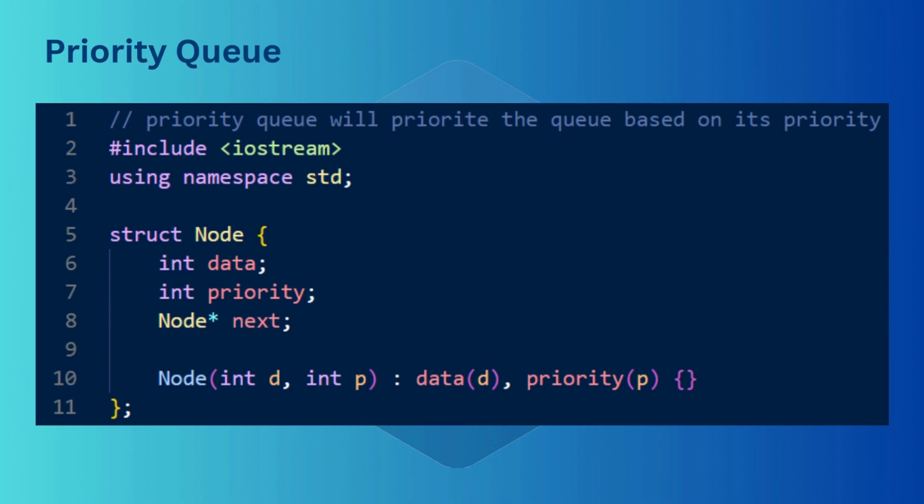In the priority queue code, you can see first I'm including iostream and using namespace std. This is the boilerplate code as I already included in so many videos in this playlist. After that, I'm creating a struct Node which has int data and int priority, and a Node pointer that will point to the next node. Then I create a Node constructor with int d and int p, which are assigned to data d and priority p.